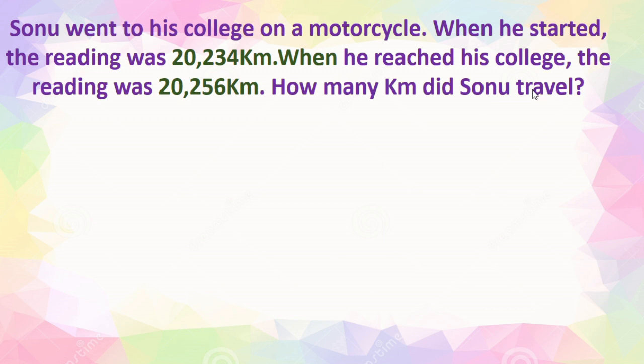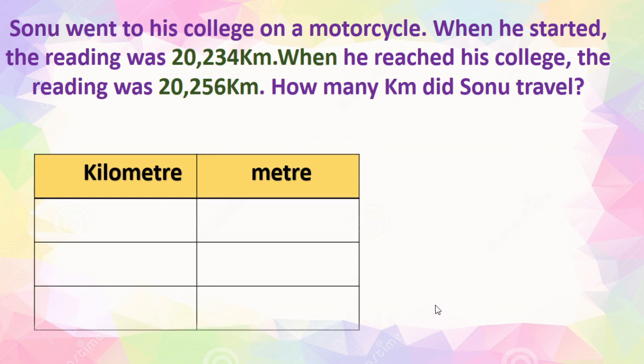Yes. What to do this? Which operation we have to follow? Subtraction. Yes, children, here we will make a table. Two columns, kilometer and meter. We know that the sum is subtraction. Correct? We have to follow subtraction. So we will write first this 20,000, that is 20 kilometers and 256 meters, minus 20 kilometers and 234 meters, that is earlier reading.